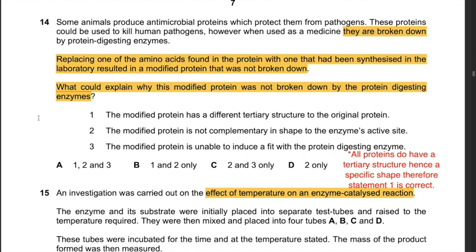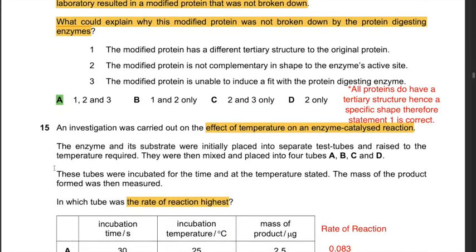Yes, as if it was complementary, then it could bind to the active site of the enzyme and can then be broken down. Hence, statement 2 is also a possible explanation. 3. The modified protein is unable to induce a fit. Yes, as again it is unable to bind with the enzyme and the enzyme cannot carry out its function. Therefore, the modified protein will not be broken down by the enzyme. Hence, all 3 are possible explanations and the answer is A, 1, 2 and 3.